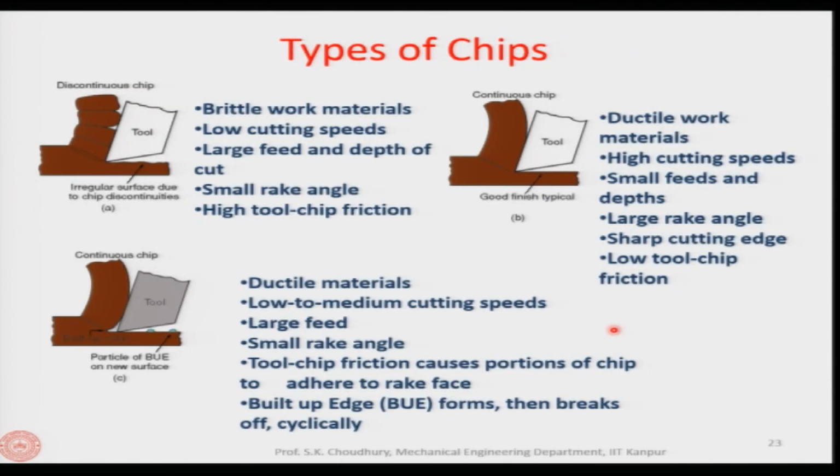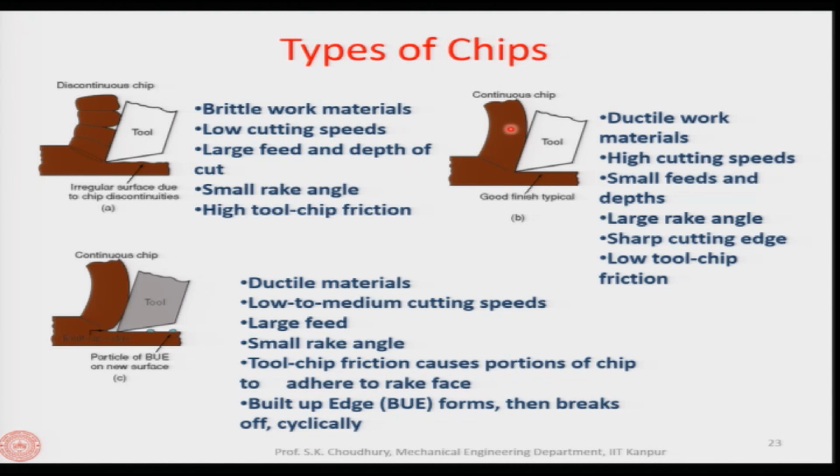All right. Now, let us see the types of chips, which is very important, because depending on the workpiece material and the machining parameters, we can have different types of chips. For example, let us talk first about the continuous chip. If the material is ductile, for example mild steel, the chip which will be formed will be continuous.